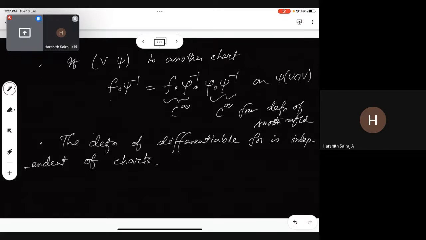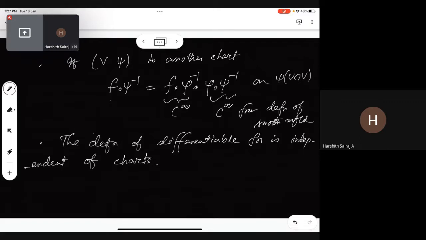So can you tell me what will be the definition for a smooth map between two manifolds? Suppose you have a manifold M and a manifold N, and a map from M to N. It is said to be smooth if what happens?